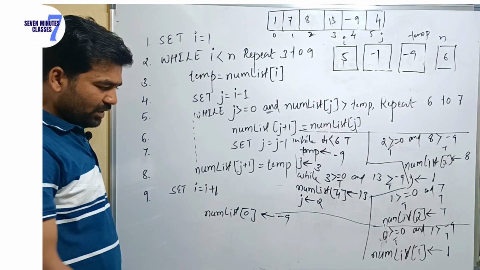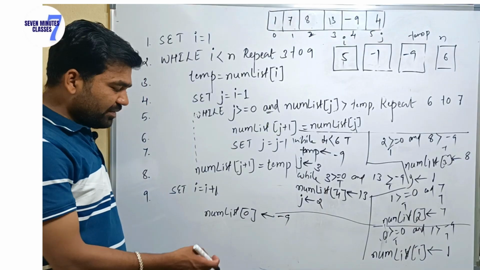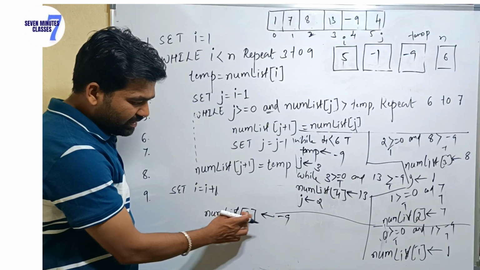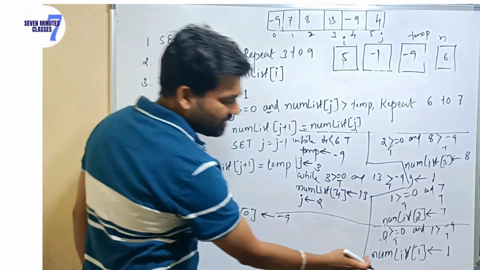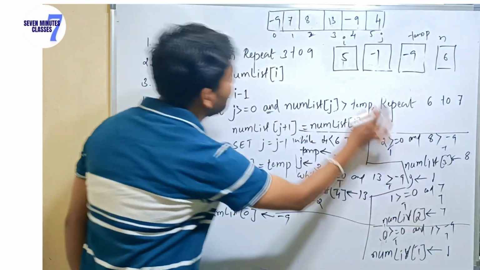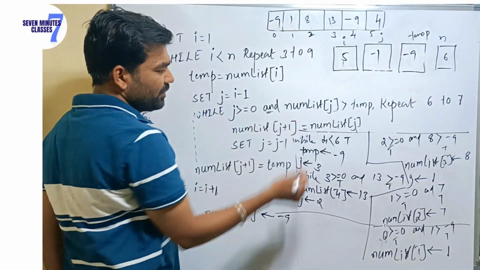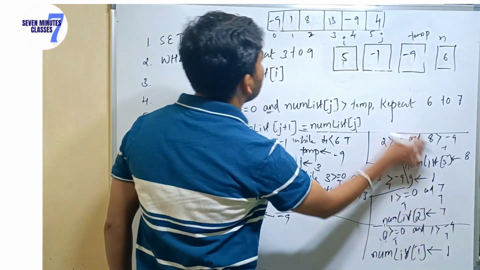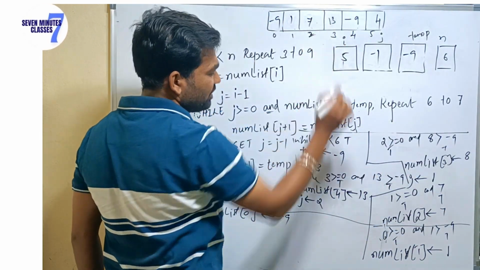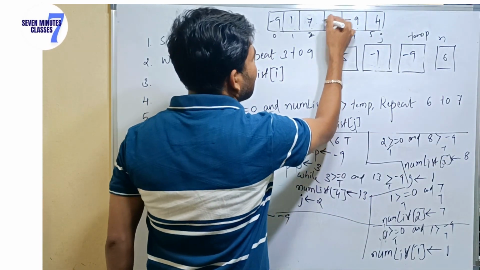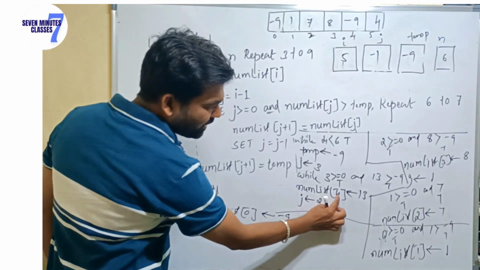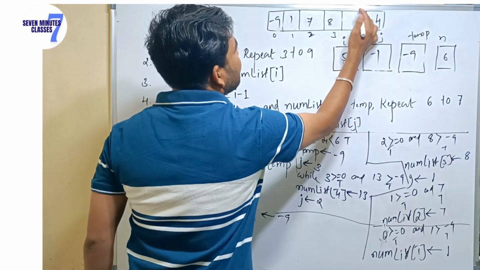Okay. Now we will change the values of these things. Num list of 0 is minus 9. Num list of 0 becomes minus 9. Look at this. Num list of 1 becomes 1. Num list of 1 is 1. Num list of 2 is 7. It is 7. Num list of 3 is 8. It is 8. Num list of 4 is 13. So it is 13.